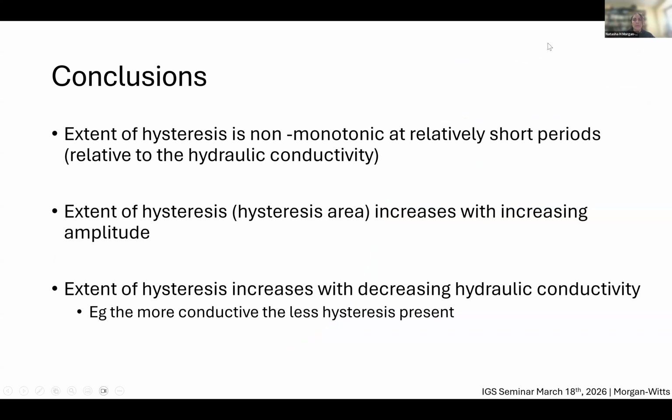So, general conclusions. The extent of the hysteresis is non-monotonic at relatively short periods. Those short periods are relative to the hydraulic conductivity, so it changes depending on if it's glass beads or a natural till. The extent of hysteresis, or hysteresis area, increases with increasing amplitude. And the extent of the hysteresis also increases with decreasing hydraulic conductivity, or changing of the coefficient of consolidation. So the more conductive the sediment is, the less hysteresis will be present. Thank you.